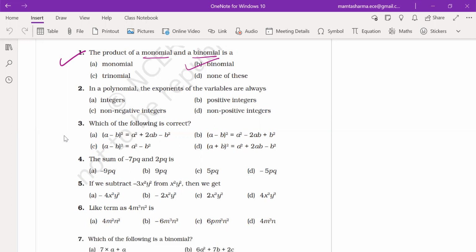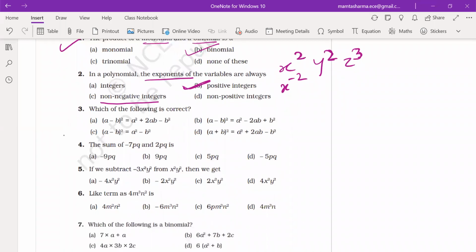Ma'am, this non-negative would include 0 also, right? Yes, ma'am, this non-negative would include 0 also. So in polynomial, the exponent should always be positive integers only. So the positive integer is the correct one. See, you might have seen every time this expression only, x square, y square, z cube. Have you ever seen x minus 2? No? You have not seen, right? So they will have only positive powers of exponent. So positive integer is correct.